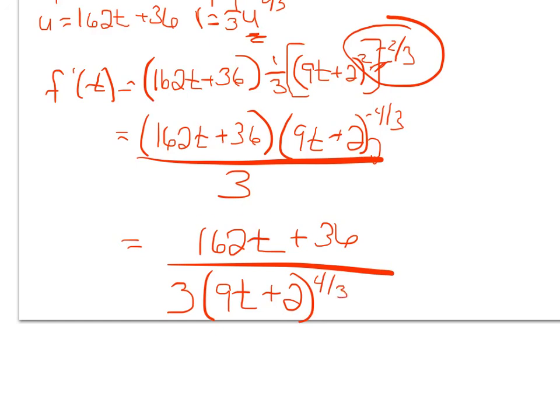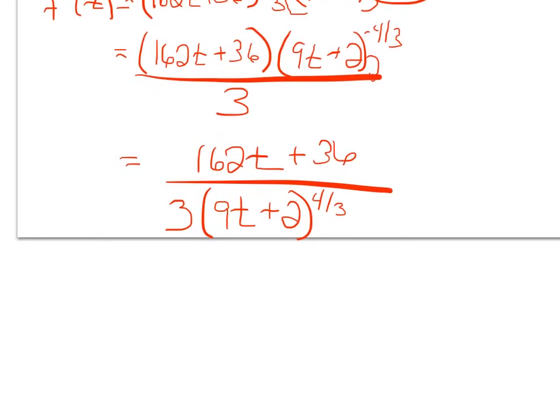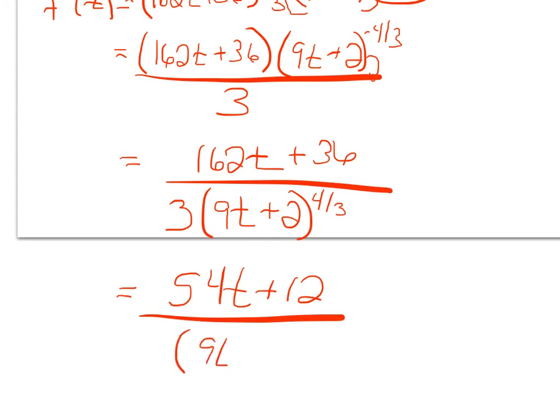Looking further, I could also, if I wanted to, reduce all of these by 3. So 162 divided by 3 is 54. So I can say 54t plus 12 all over 9t plus 2 raised to the 4/3. And that is my chain rule.